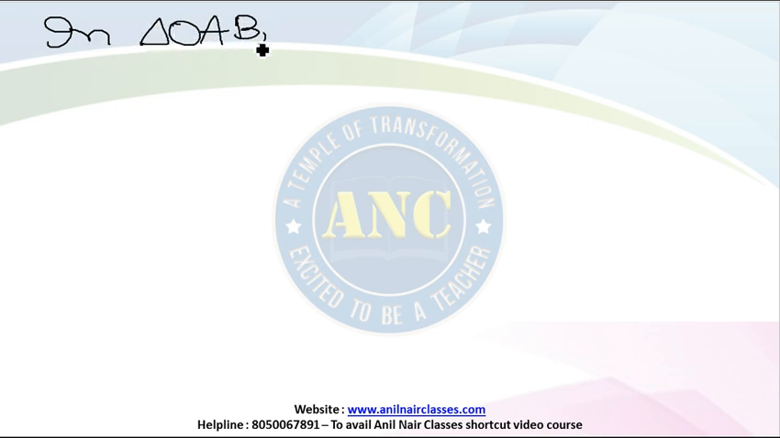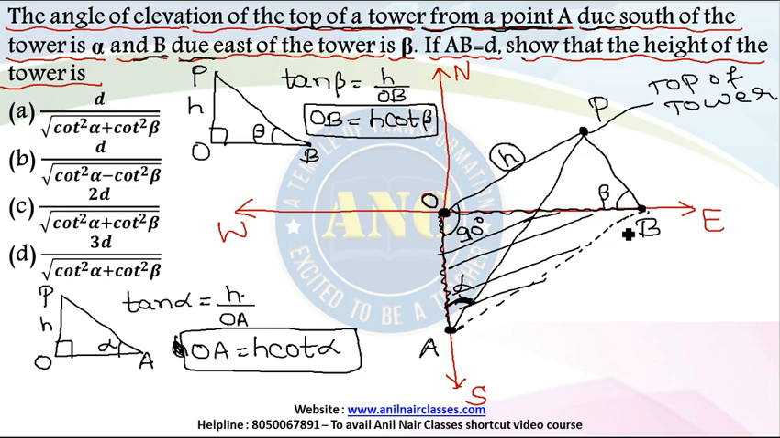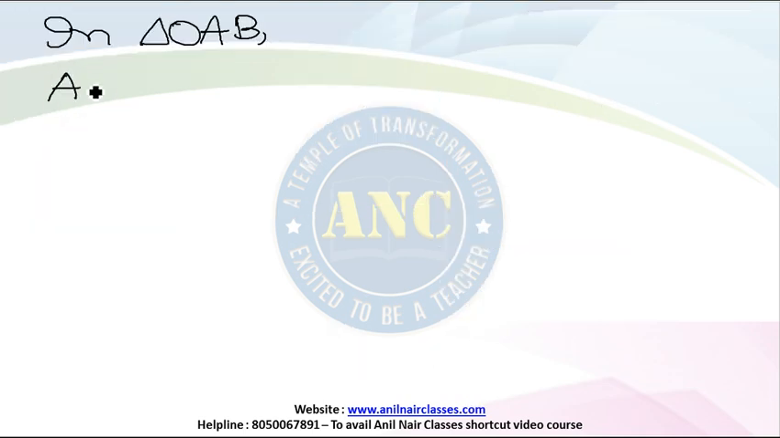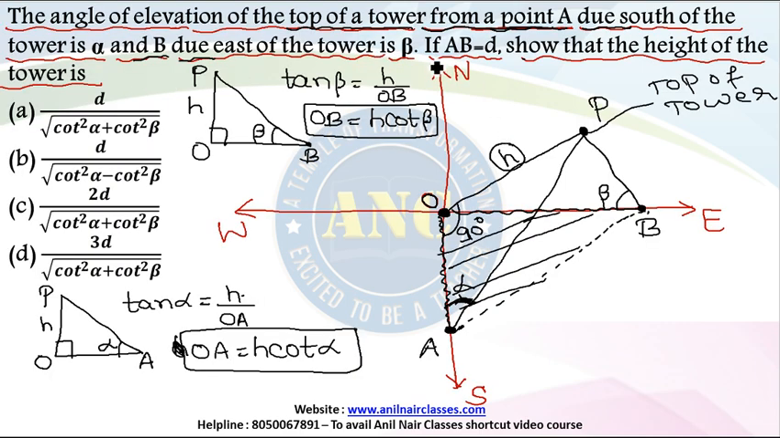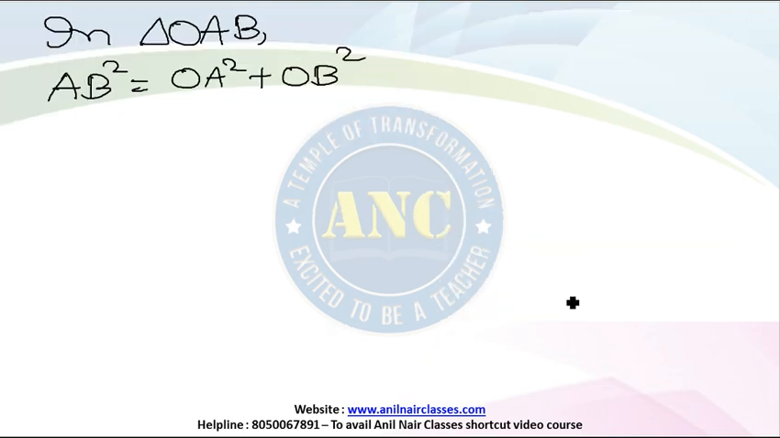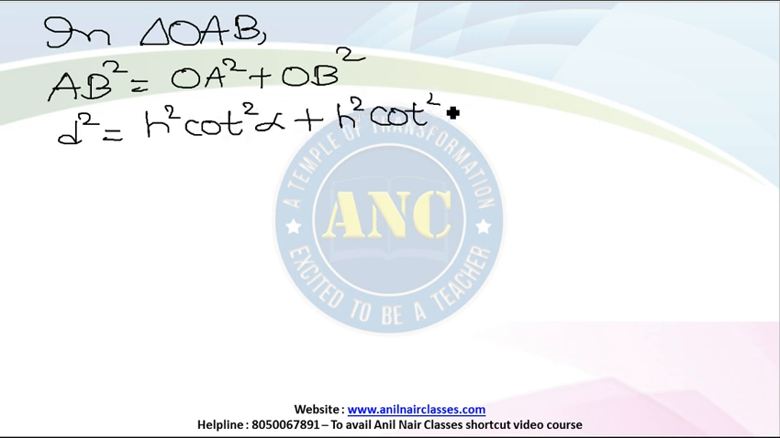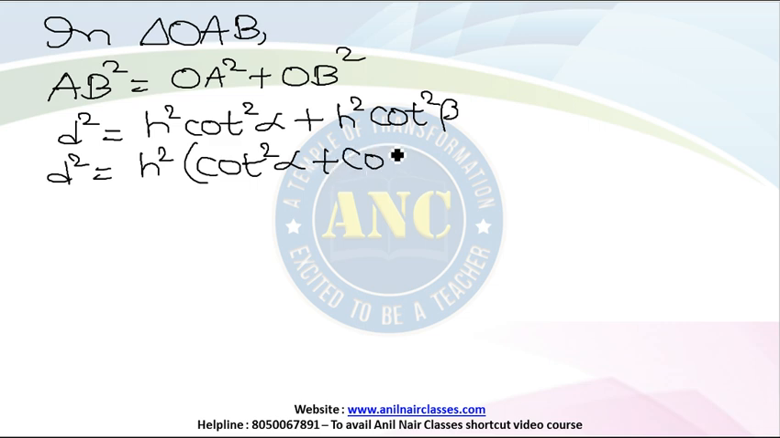I hope you are understanding. AB is nothing but the hypotenuse. Hypotenuse square, AB square, is nothing but OA square plus OB square. But it is given in the question that AB is equal to small letter d. That means d square is nothing but OA is H cot alpha, H square cot square alpha, OB is H cot beta, H square cot square beta. So d square is equal to H square into cot square alpha plus cot square beta.